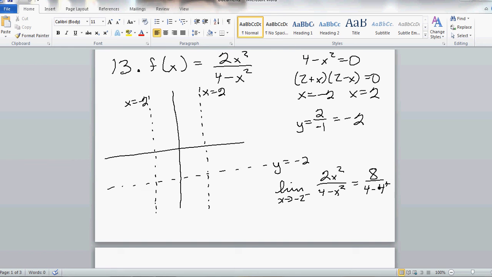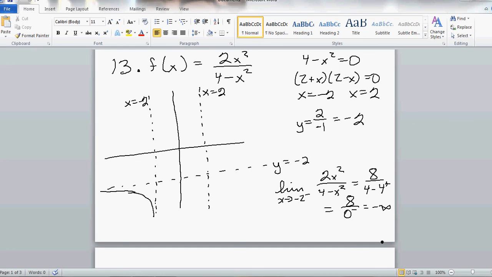And this is where you need to think very carefully. And so this becomes 8 over, okay, 4 minus 4 is 0, but this is 4 minus slightly bigger than 4, so that means 0 is going to be slightly less than 0, and so this will become -infinity. So I know it's going to come from this way. So I know that part of the graph is going to go like that.